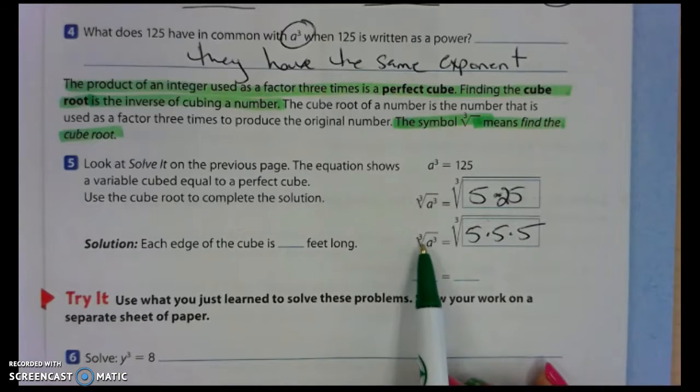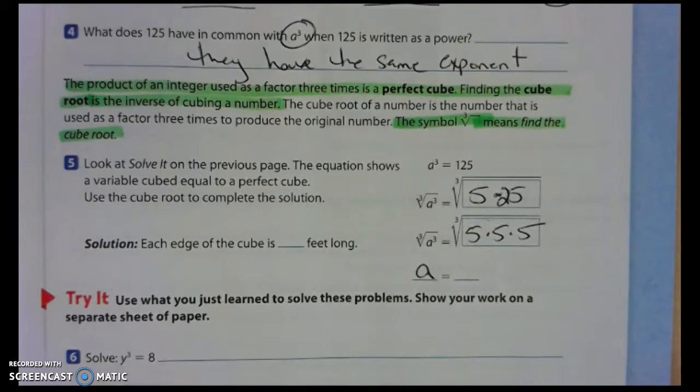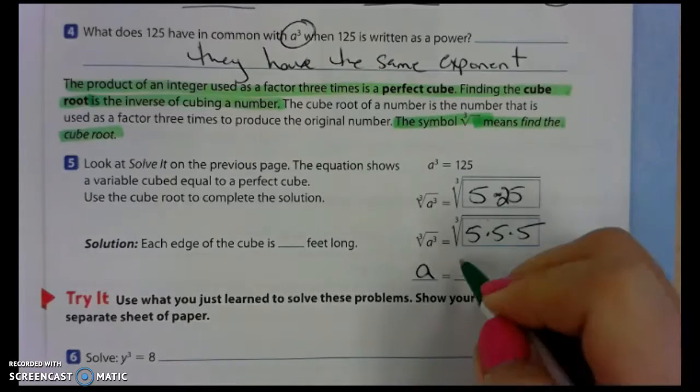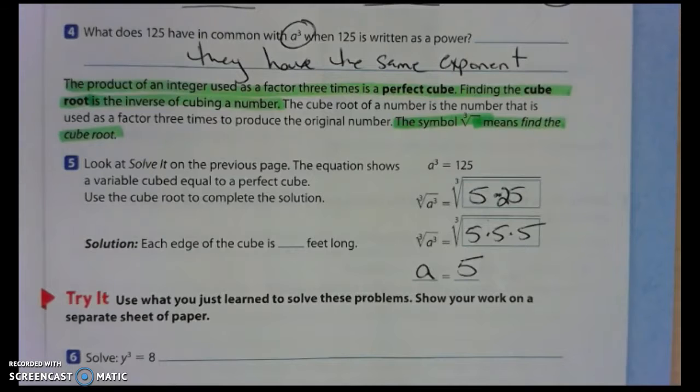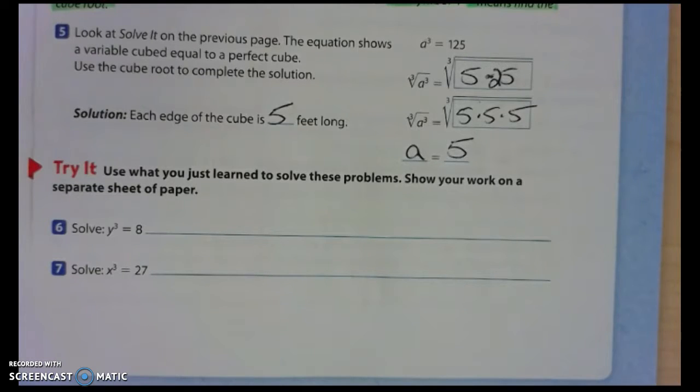Now, when I take the cube root of a cubed, the cube and the cube root cancel out, and I'm left with a. Now, to take the cube root of 5 times 5 times 5, I can factor out any groups of 3 factors. Since there are 3 5s, my answer is 5. Each edge of the cube is 5 feet long. Use what you just learned to solve these problems and show your work on a separate sheet of paper.